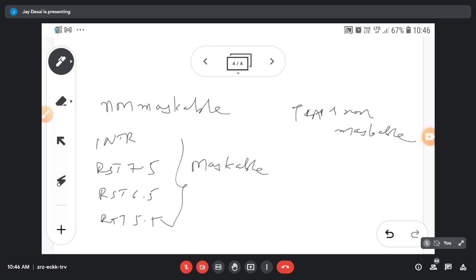What program we will do? Program we will do only one program for all the devices. And what they will do?